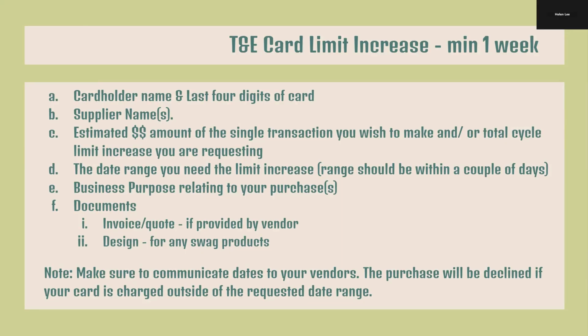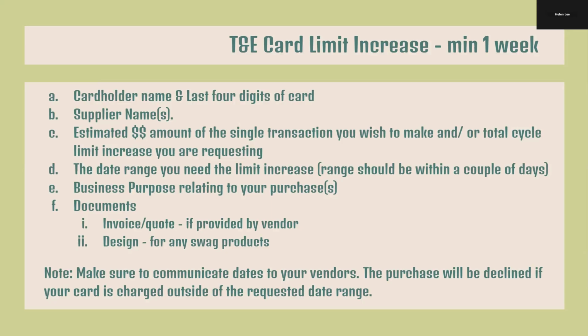Or if you know that you're going to be purchasing a lot of things in 1 month in preparation for an event, let's say a couple thousand here, 1,000 here, a couple thousand another day, and you know that's going to reach the cycle limit, you can request a cycle limit increase and include the general breakdown of the purchases that you'll be making. And letter F, we will require documents for this.